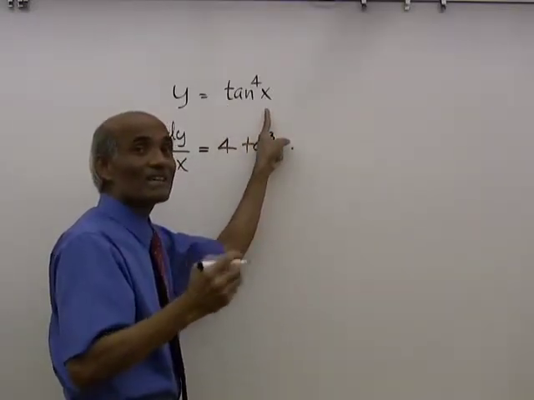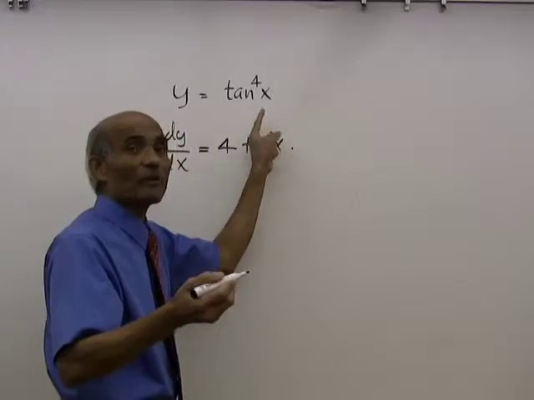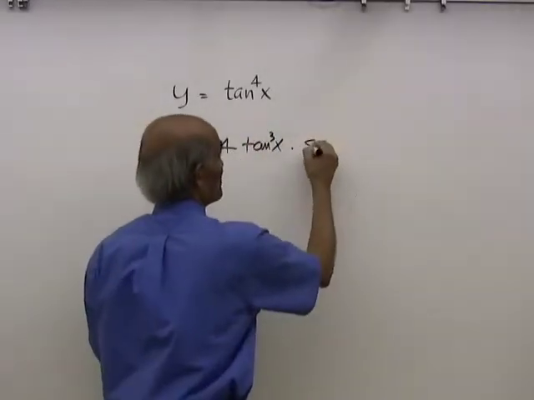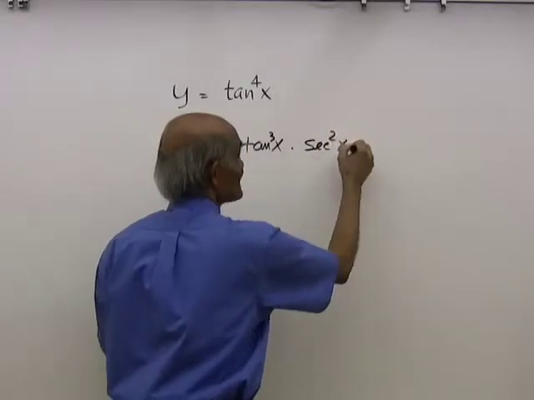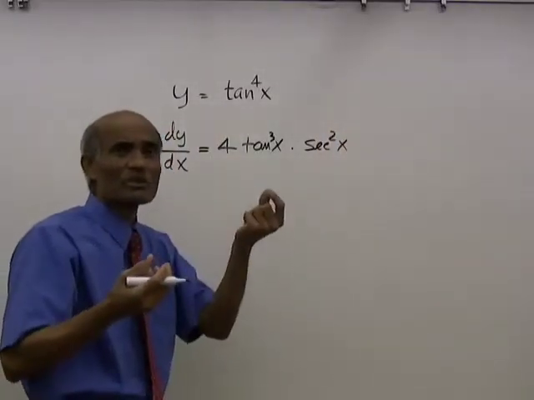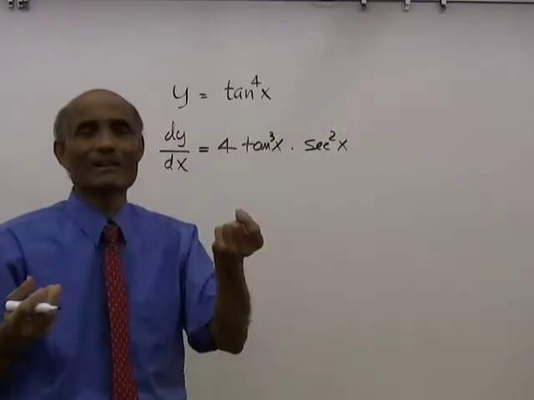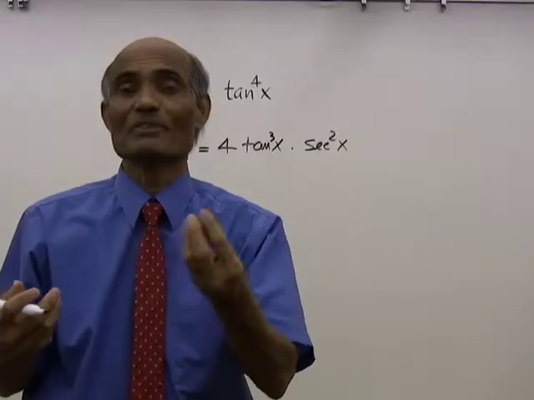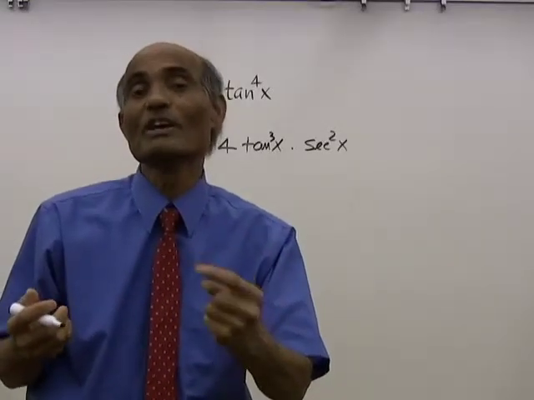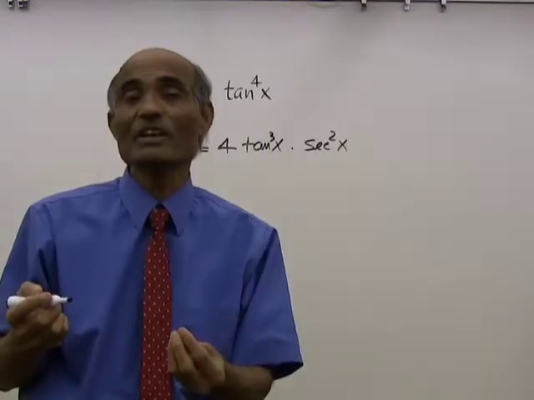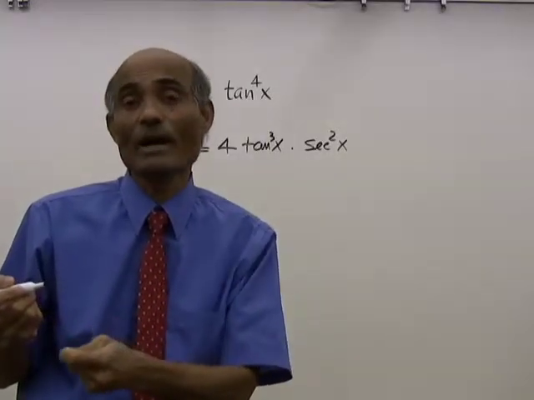Is that enough? Multiply it with the derivative of the quantity. What is the quantity here? Tan x. And what is the derivative of tan x? The derivative of tan x is secant squared x. Remember, you need to have this derivative at the tip of your tongue. The derivative of sin x is cos x. The derivative of cos x is negative sin x. The derivative of tan x is secant squared x.